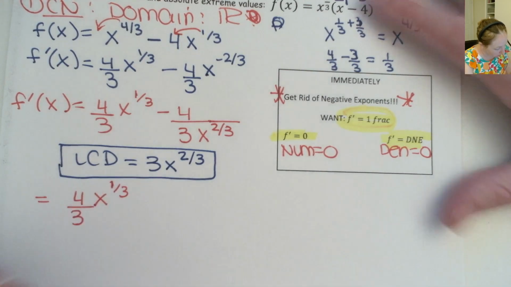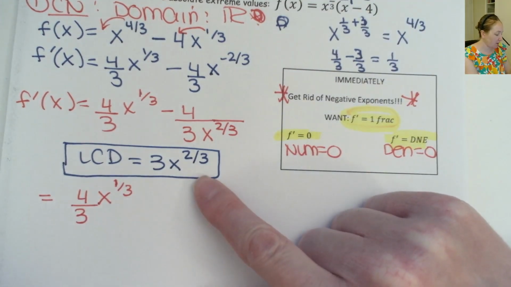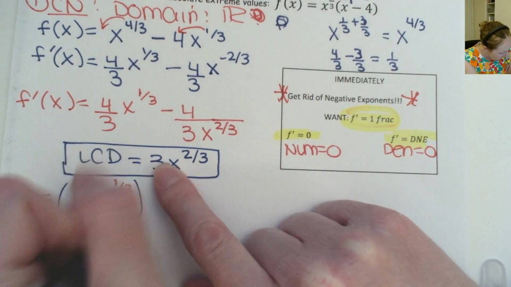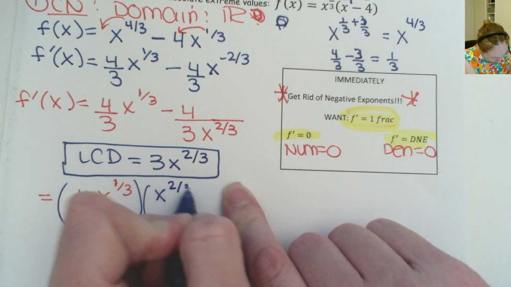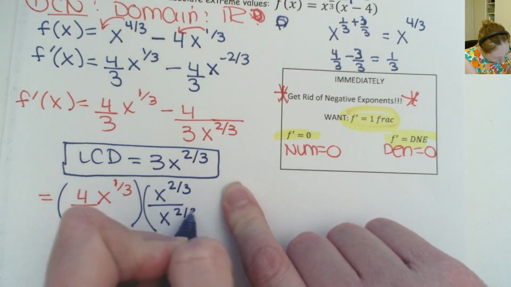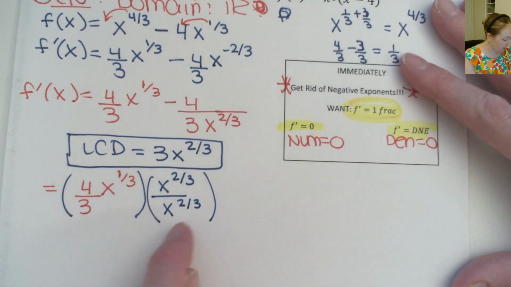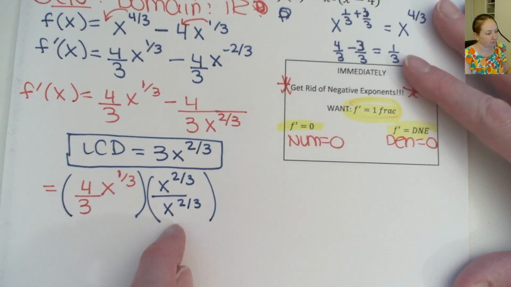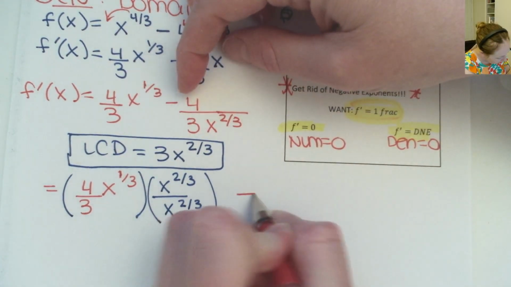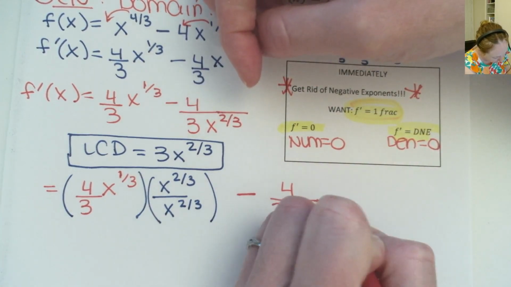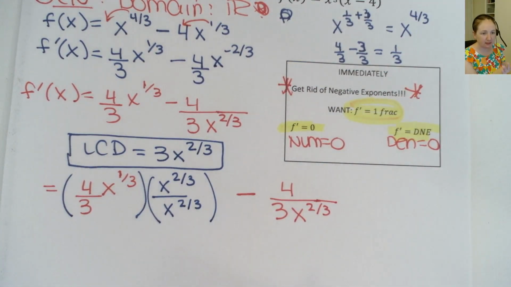So if I make it my goal to get this as my LCD, the first fraction has the 3, but it is going to need the x to the 2/3, so that when I multiply it through, I'll have the 3 and the x to the 2/3. Now, the second fraction, we're in luck, has the 3 and it has the x to the 2/3. So before I say anything, I want you to take a minute and see if you can come up with a simplification step that would result after this.